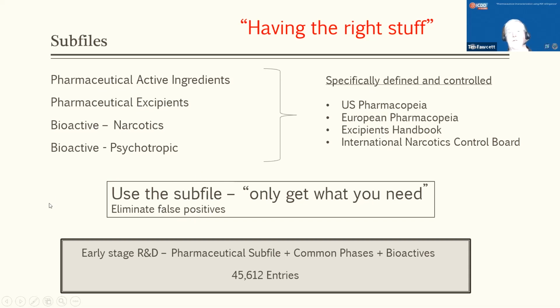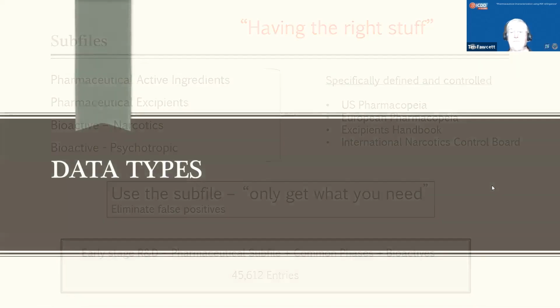Like I said, if you're at earlier stage, you might want to use pharmaceuticals, common phases, and bioactives. Or if you're looking at something like a pesticide, you go right to the bioactives. And this is 45,000 entries of targeted materials.